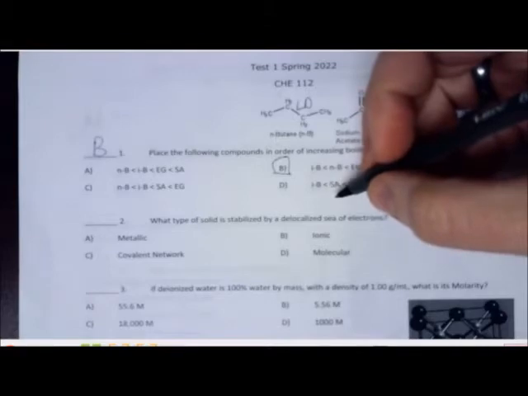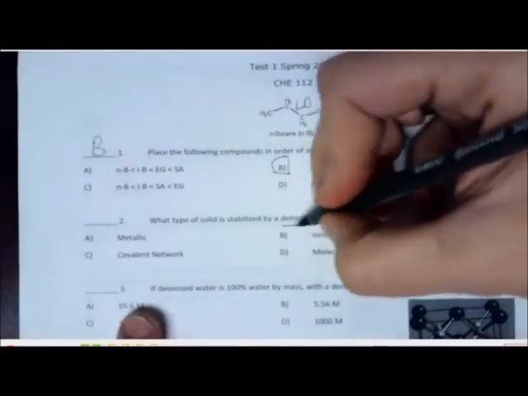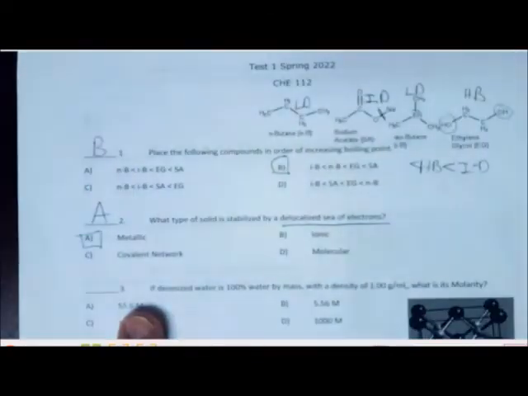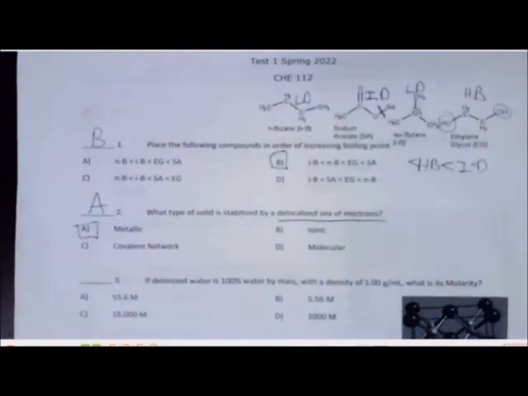Now, what type of solid is stabilized by a delocalized sea of electrons? That is metallic. Nothing to argue about there. This next one is a little tricky, but not too unreasonable.